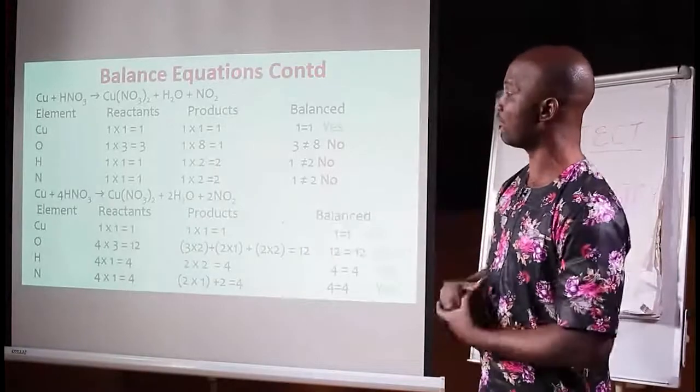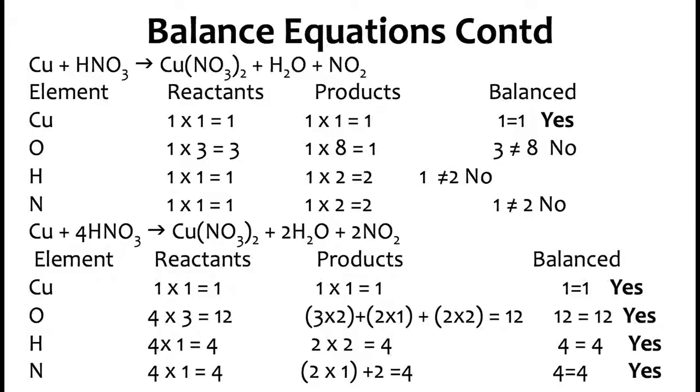So let's look at it now after we have done our adjustment. You find that copper is 1 on the reactant side, yes. On the product side, copper is also 1. So 1 is equal to 1 on reactant and product. What about oxygen on the reactant side? It is equal to 4 times oxygen 3, making it 12. I hope you get why it is 4. Because of the 4 we have introduced. So you can see 4 times 3 gives you 12.